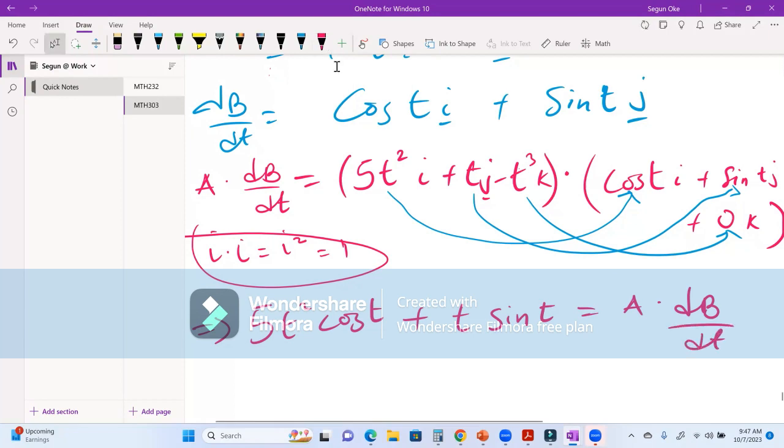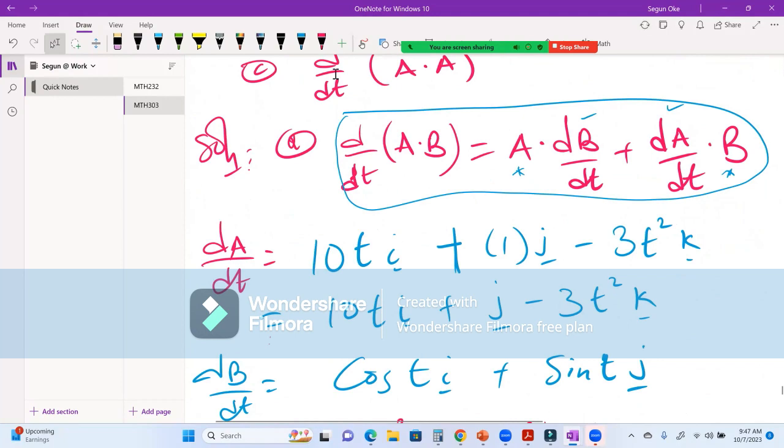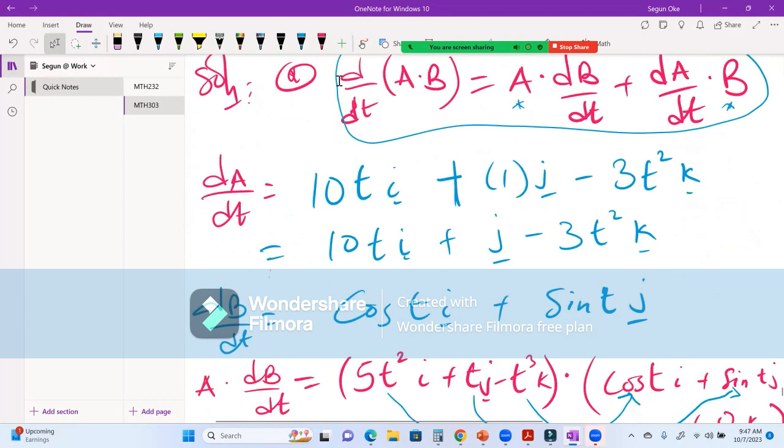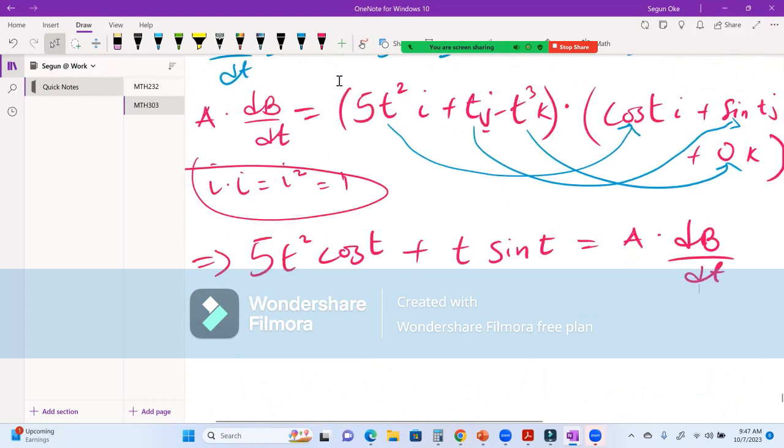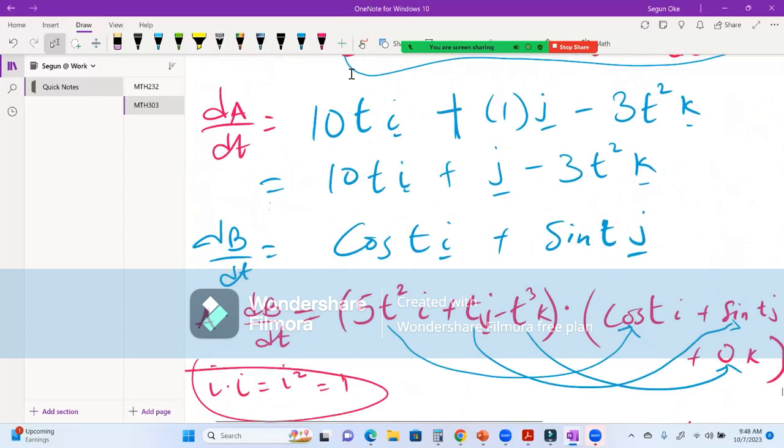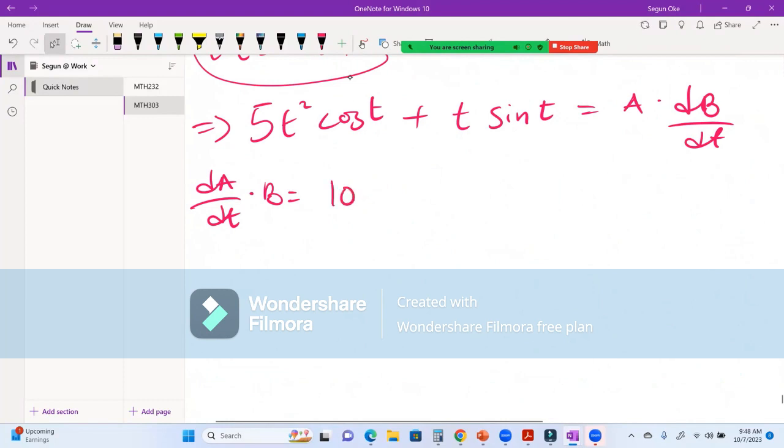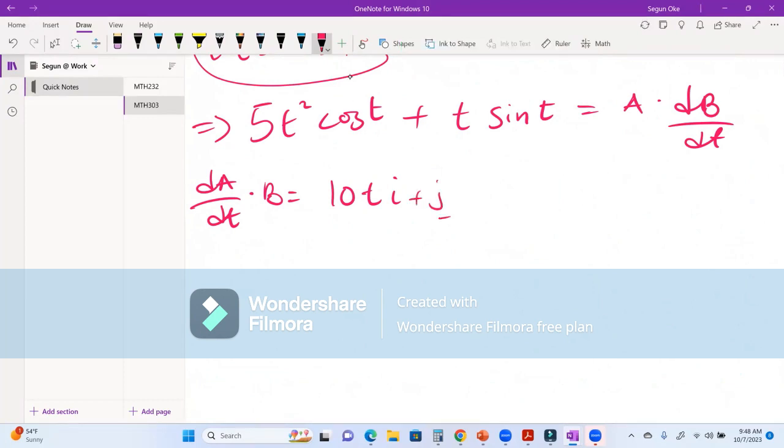Right. Now let's do the other one, the derivative of A dotted with B. So the A' dt dot B. Let's go to the A. Can you call the A for me from your notes? 10t i, 20i plus j, okay, minus what? Minus 3t square k. Yes, thank you.